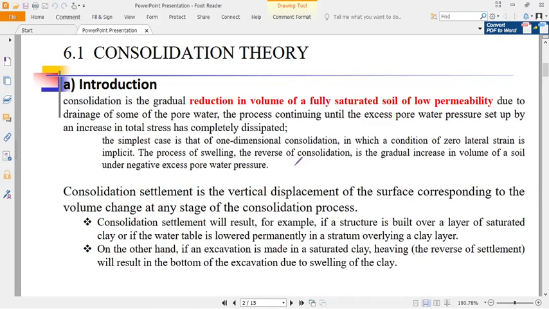Welcome to our chapter 6. This is our last chapter, which we are going to look at in soil mechanics. So we have moved a long way.